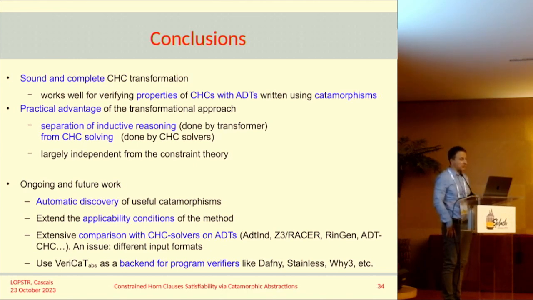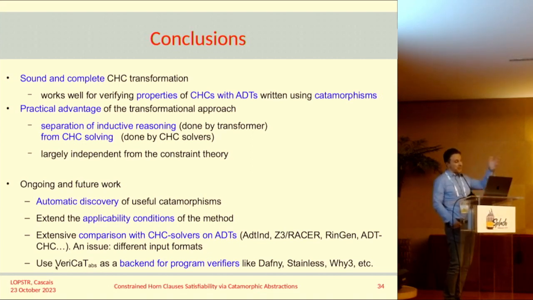This is an issue, because there are different input formats, so they're not just SMT-LIB clauses. You have to annotate predicates and write extra stuff. So it's not very easy to do an extensive comparison. Maybe we'll do it in the next edition of the CHC-COMP.